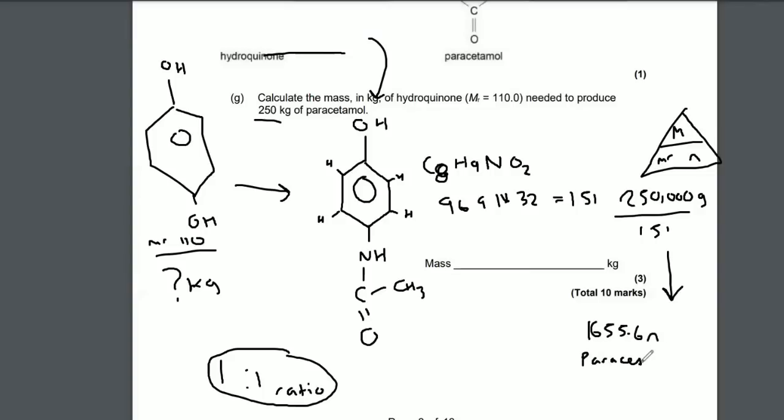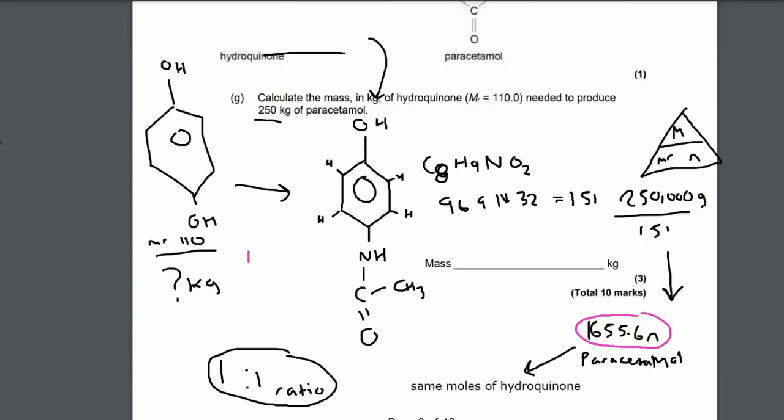So that's my moles of paracetamol. Remember I said it's a 1-to-1 ratio. If I know that I have 1,655.6 moles of paracetamol, as it's a 1-to-1 ratio, I know I've got the same moles of hydroquinone. Now, luckily they've given us the MR of hydroquinone. They don't want us to do that same thing twice where we have to calculate the MR. So we're just going to do 110 times the 1,655.6 moles. So we're going to multiply those together.